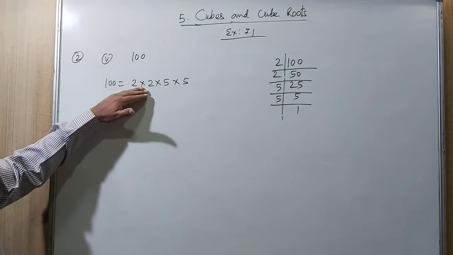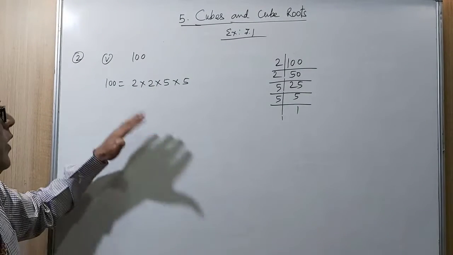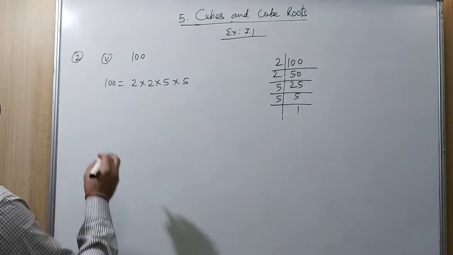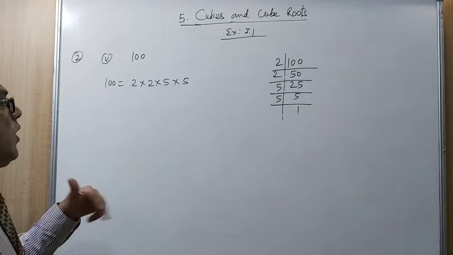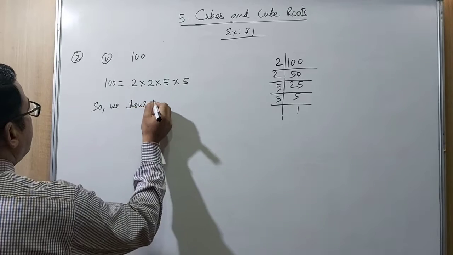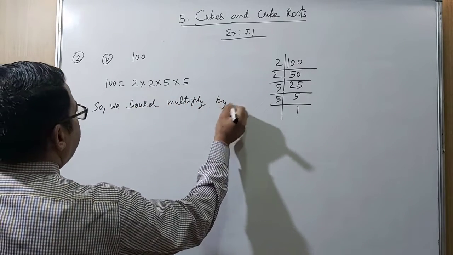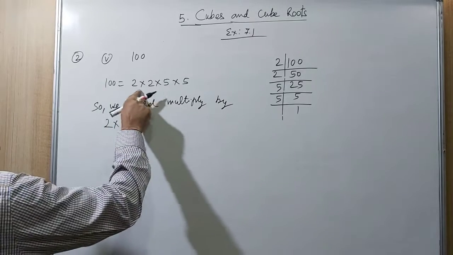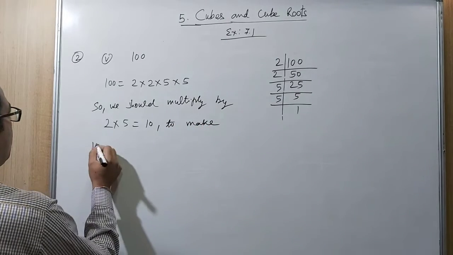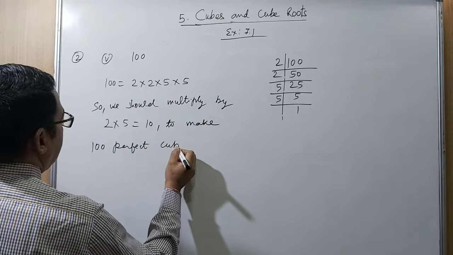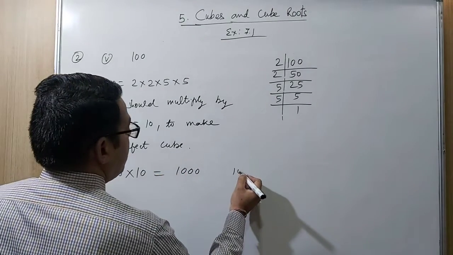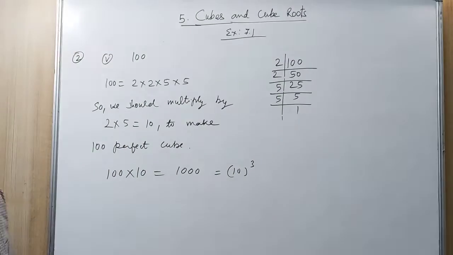Now you can see here one 2 and one 5 is short. So we can't make triplets. We are unable to make a group of 3s of 2 or of 5. So if we have one more 2 and one more 5, then only we can make it a perfect cube. So we should multiply by 2 and 5. One 2 is missing here, one 5 is missing here, so 10. So we should multiply by 10 to make 100 a perfect cube. So what will happen when we multiply 100 by 10? We will get 1000, and this will be the cube of 10. Hope you understand.